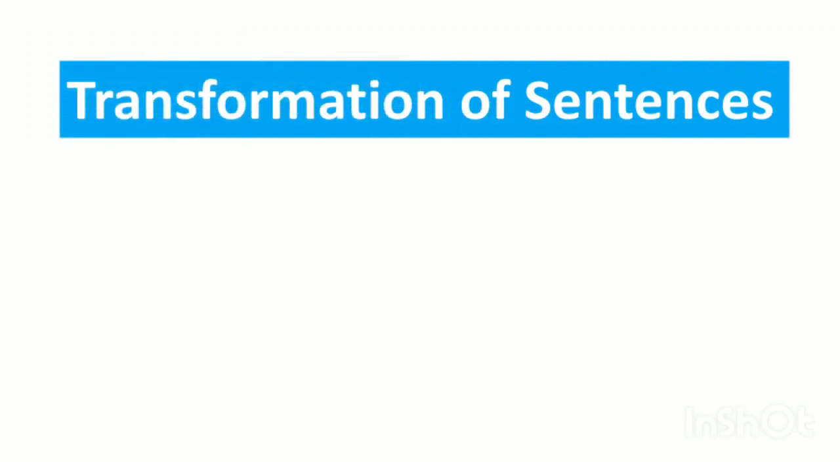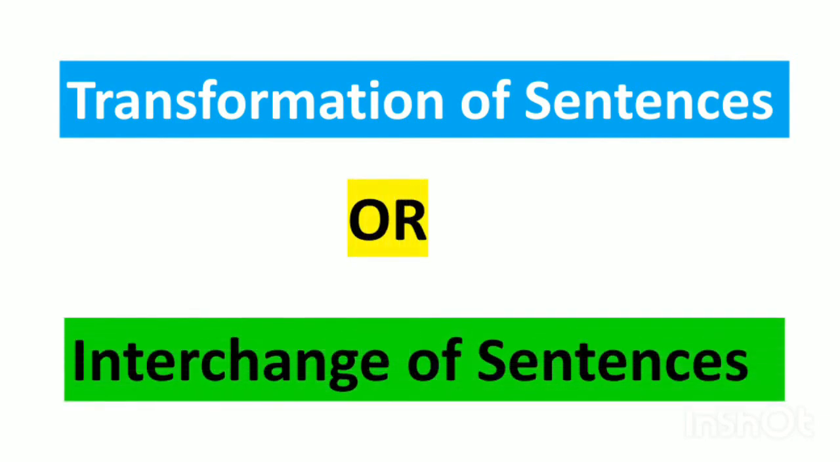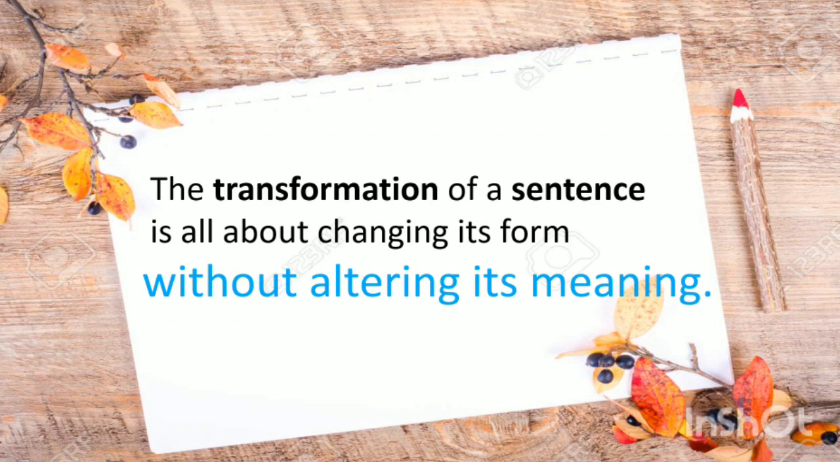So in this video we will learn how to transform or how to interchange the sentences. For transforming a sentence, you have to transform just the type of sentence, like from assertive to interrogative or imperative to assertive, but not its meaning. All right, so the transformation should be done without changing its meaning.